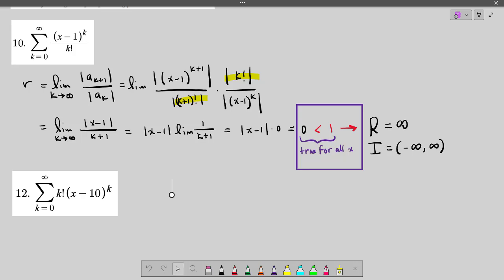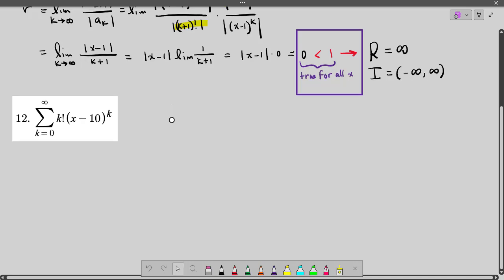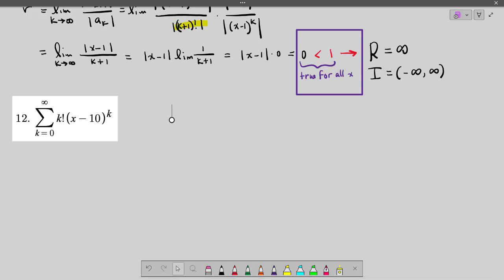All right, let's look at this next one. Again, we see a factorial, and as soon as we see a factorial, we definitely know that we want to use a ratio test. It's only going to be a very particular power series for which we would use the root test. So, little r for ratio test.